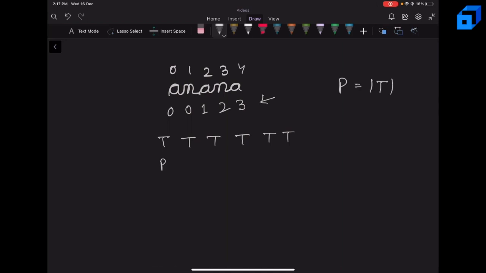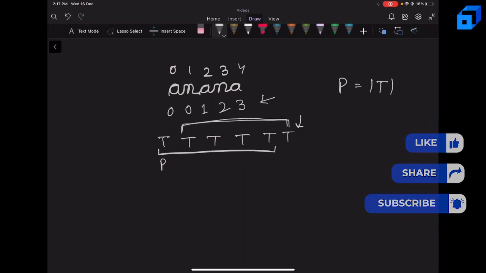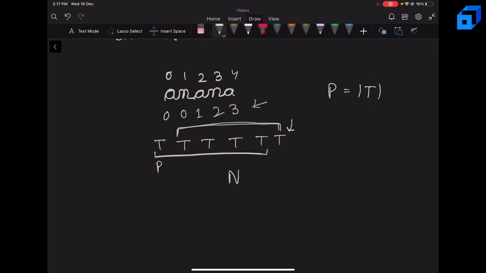So what will be the prefix value for the last index? We know that the prefix value is the largest prefix which is also a suffix. So if the length of the string is n, what will be the value of the prefix function? Let's call the value of the prefix function pi. So pi will be n minus mod of T. You can see that pi will be n minus mod of T, so n minus P. So you can find the period as n minus pi.